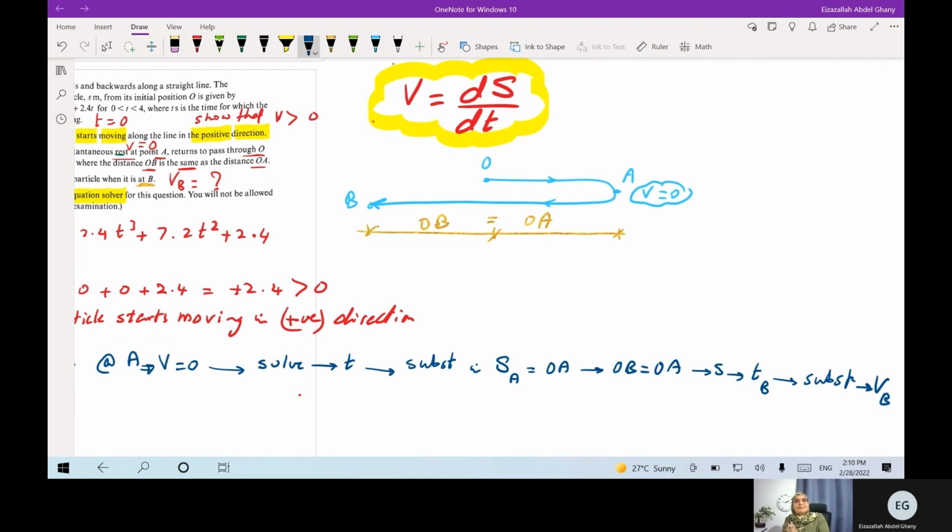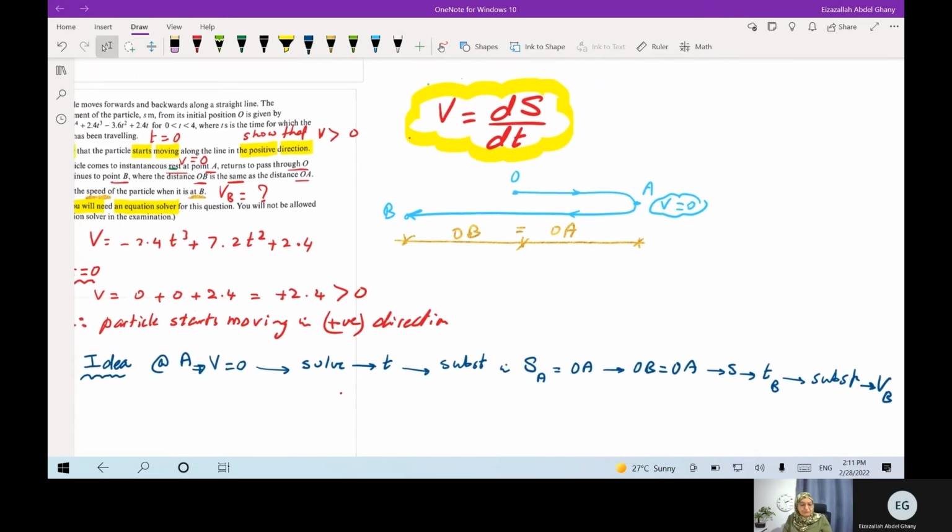Let's say it again. We have already an expression for velocity in terms of t, which is this cubic expression we can see now. If you just substitute velocity equals 0, it will give you the time when it reaches A. Then you use the time at A to find the displacement from O to A. But the displacement from O to B is the same as O to A. So you just equate and substitute the displacement from O to B with the same value. But take care, from O to B, of course, it will be negative, not positive.